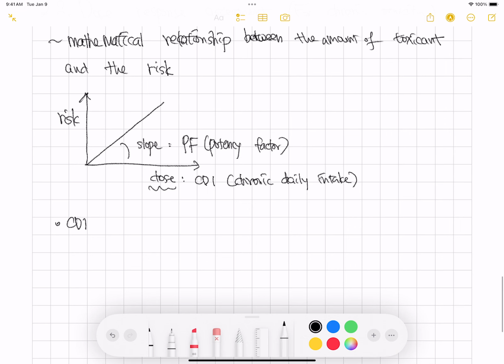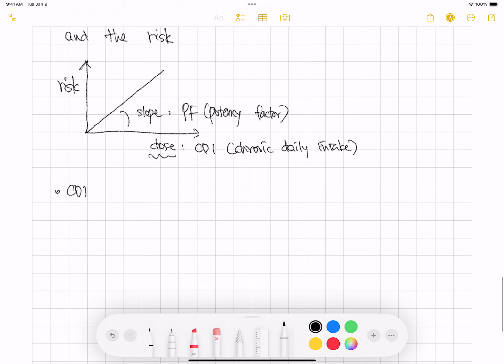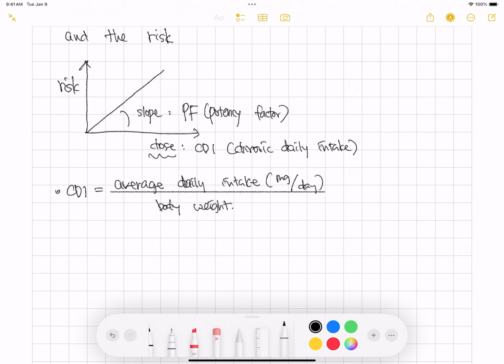And CDI here is average daily intake, which has units of milligram per day, and divide by body weight, kilogram. So the unit for CDI is milligram per kilogram day.